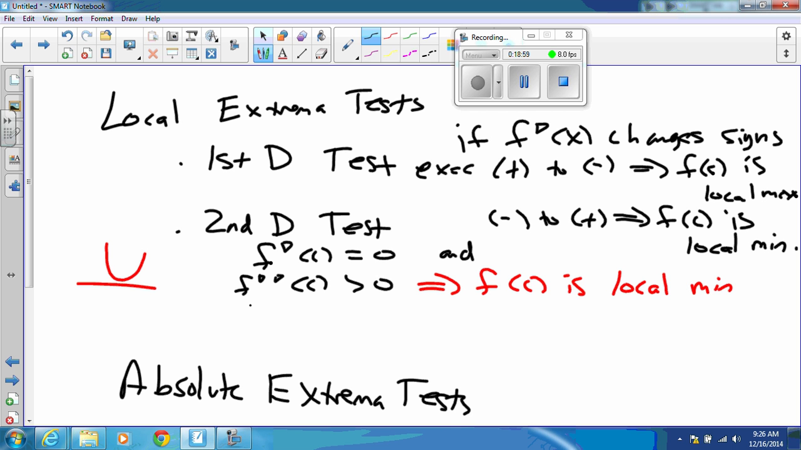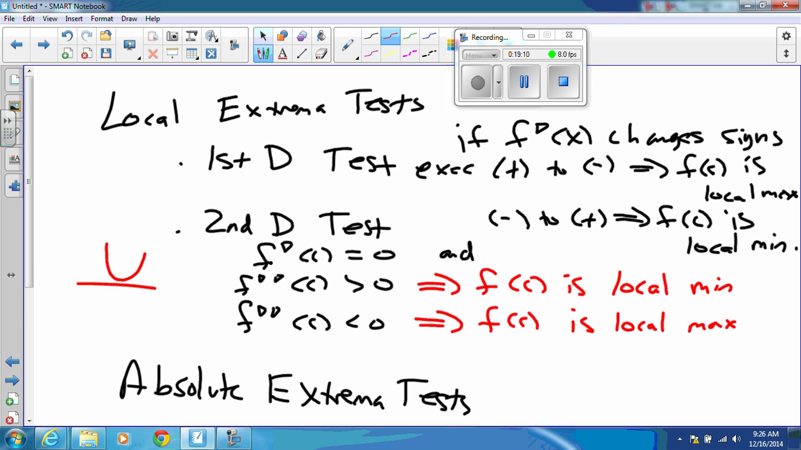If f double prime of c is less than 0, then we have f of c is a local max. What if f double prime of c is equal to 0? So the second derivative test fails. Yeah, that's right. This is a key point that everybody needs to know, and that is that we have no information from this.